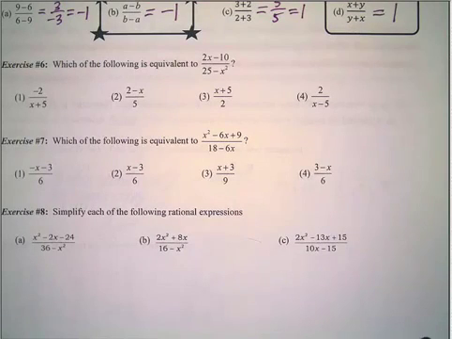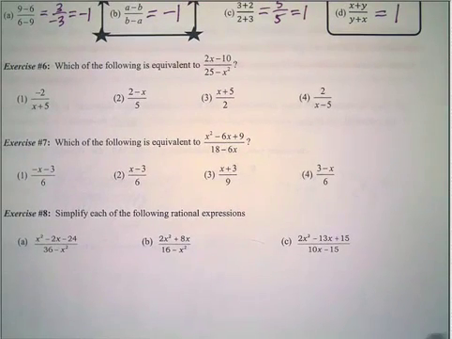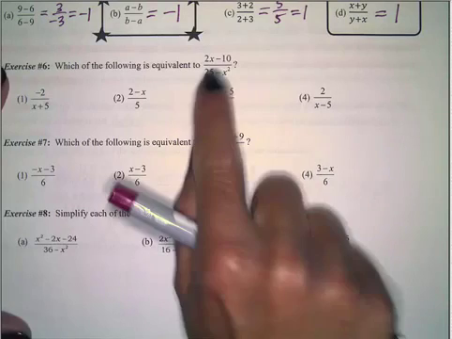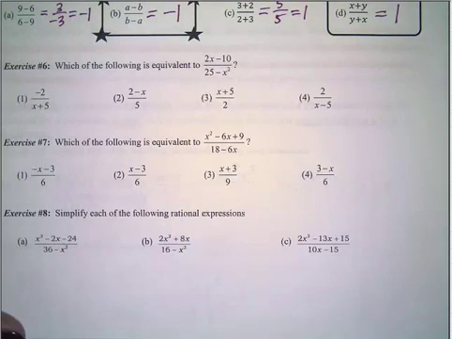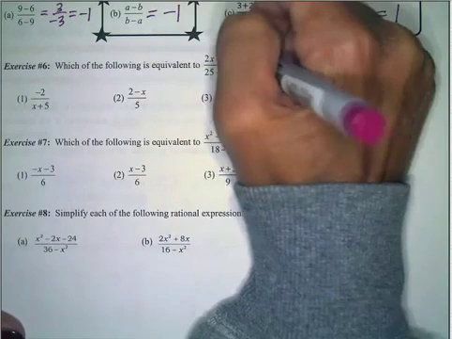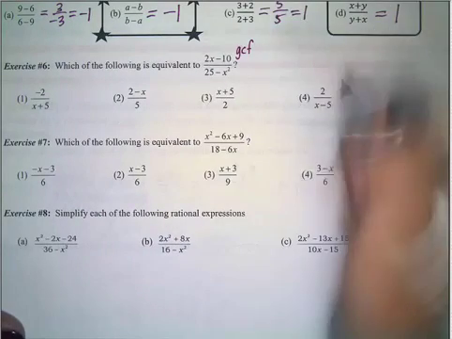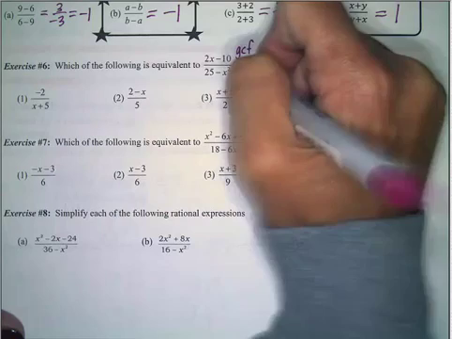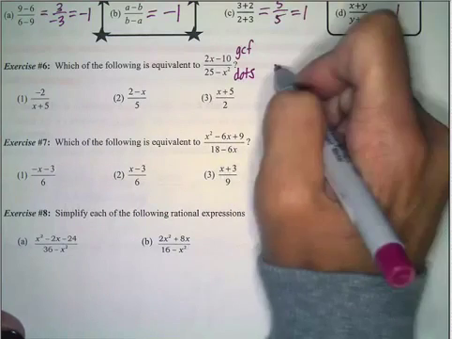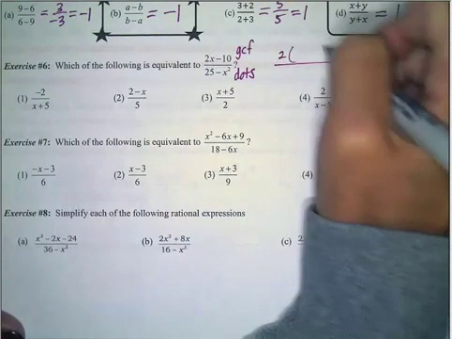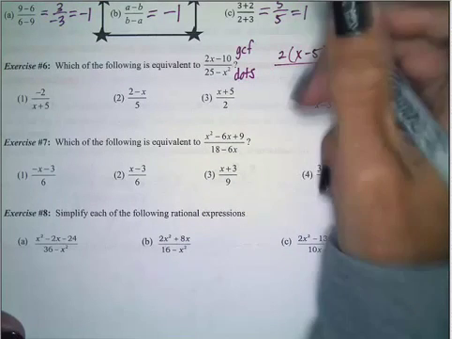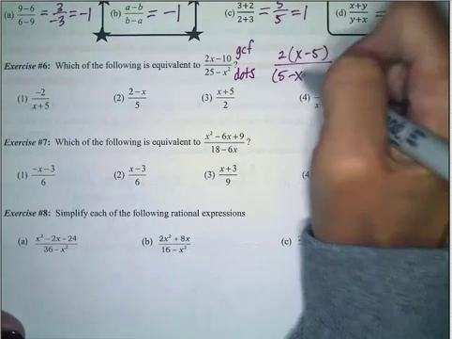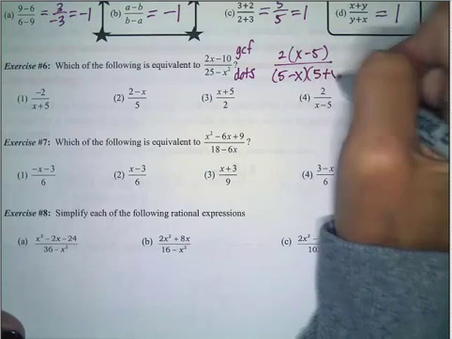So in exercise 6, again, we have a binomial and a binomial. So we are going to factor. So the top is a GCF, and the bottom is a difference of two perfect squares. So on top, the GCF is 2. So we get x minus 5 inside. And the bottom is 5 minus x and 5 plus x.